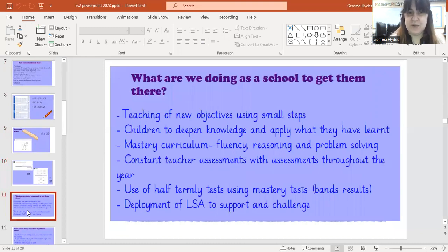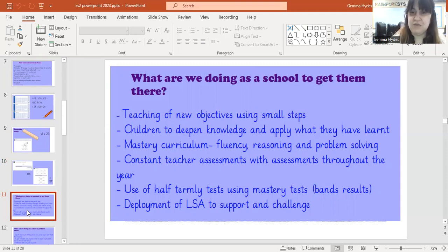So what we're doing as a school to get them there is we are using White Rose to teach children how to achieve these objectives, but in very small steps. So we take things very slowly, making sure we keep everybody together, don't leave anyone behind. But we're also deepening the knowledge and applying the knowledge so that everyone is being stretched, because we know that some children are very whizzy at maths as well.